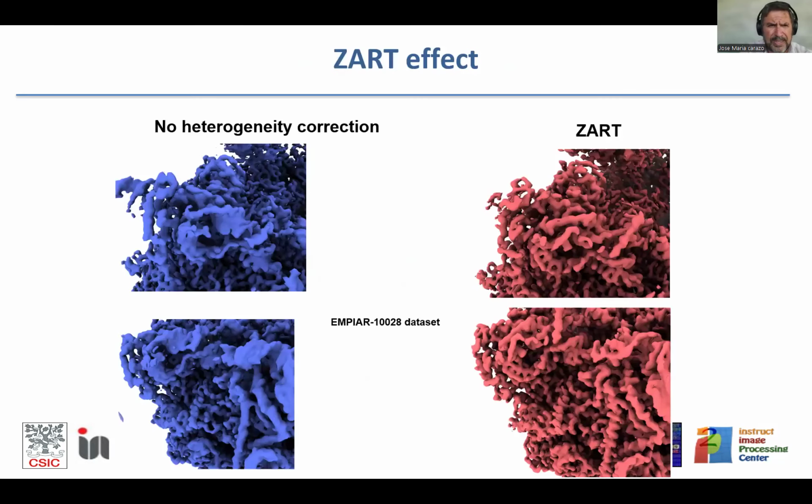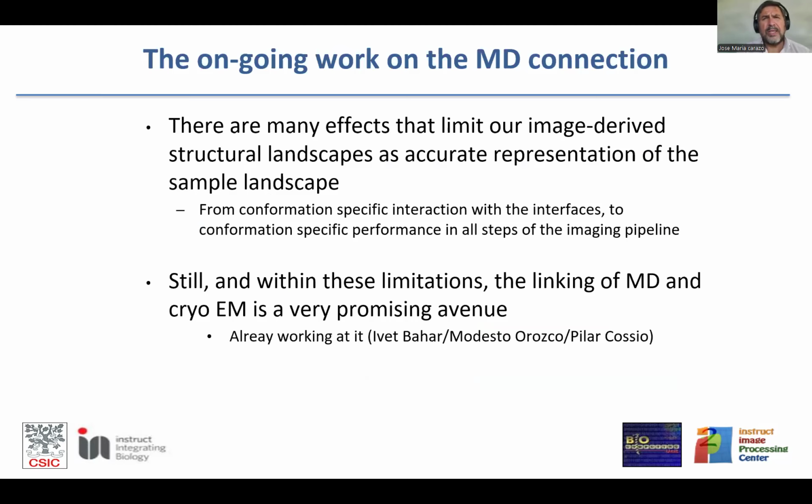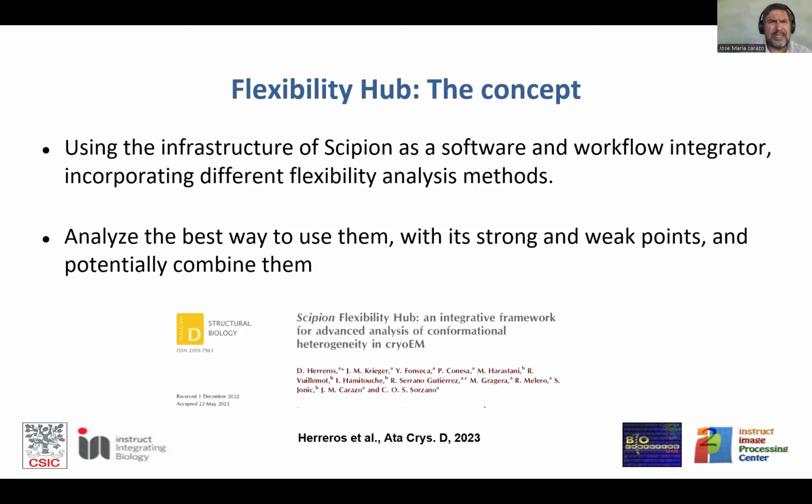I don't go into the details, but really the result depends a lot on the data set, okay? But for many of them, the unblurring is substantial, unblurring and getting a better local resolution. The link to molecular dynamics is something we are working on. It is not easy. And then I finalize with this point on infrastructure.